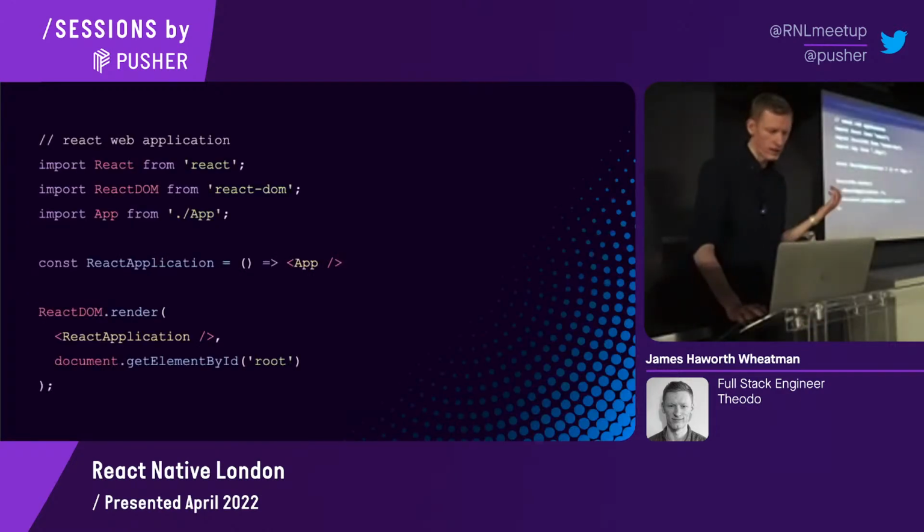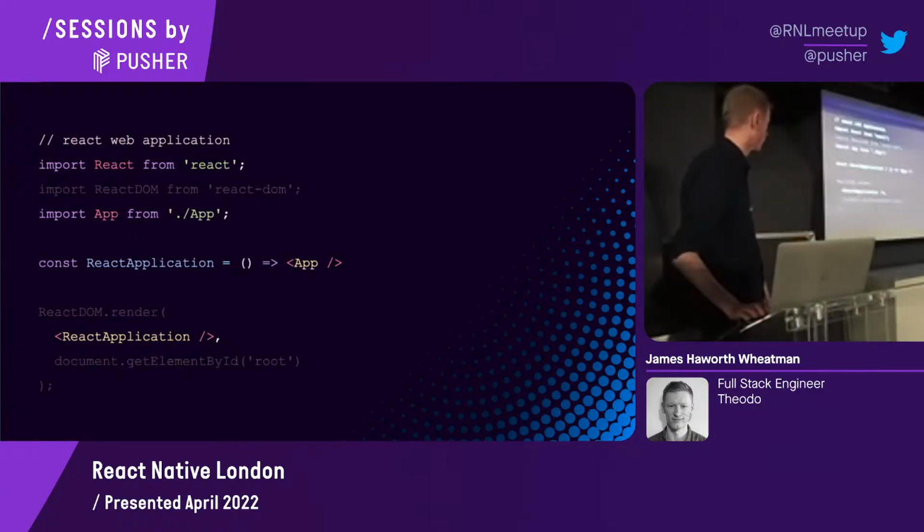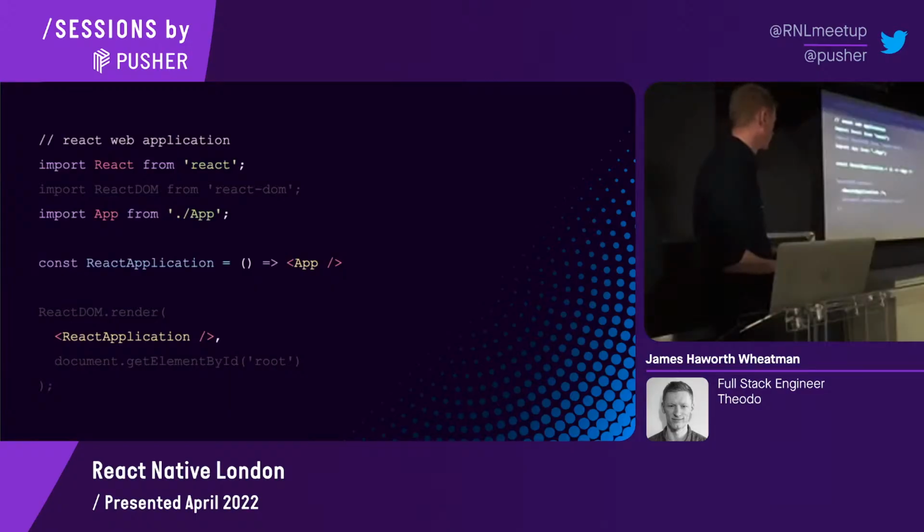So if we look at the typical create React app web application, this is what you'll see in the index.js. Obviously for a single page web application, you receive some index.html, it has a root element, and then it will run something like this. So we've got the React library, we're importing some app, we've got a functional component, and we've got JSX syntax.